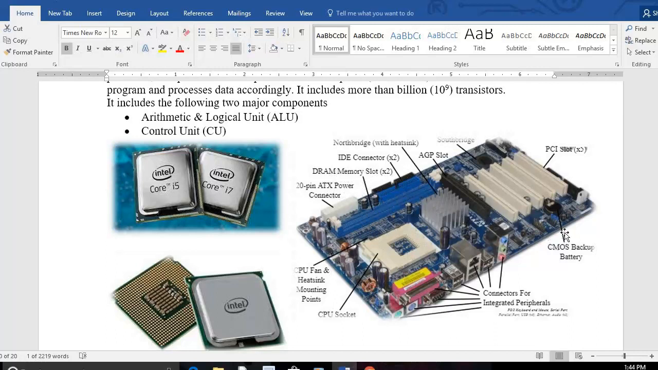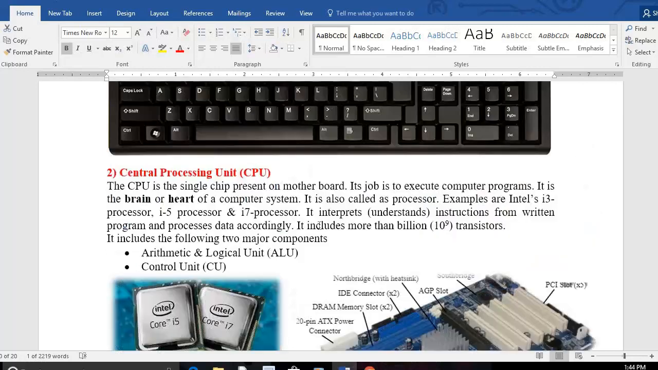This is the CMOS battery. System date and time will be managed by this battery. PCI slots, peripheral component interconnect: you can insert a network interface card or TV tuner card here. There are connections for integrated peripherals, and the CPU fan will be there. This is the main board or motherboard, and the CPU is a single chip present on the motherboard.